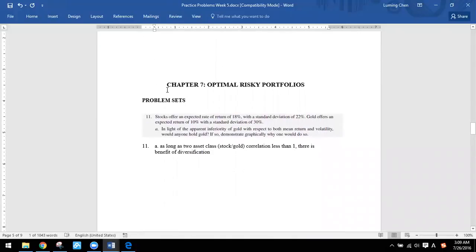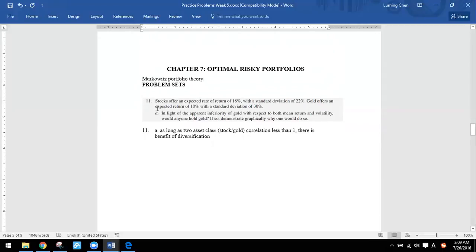Now let's finally come to chapter 7, the essence of the Markowitz portfolio theory.